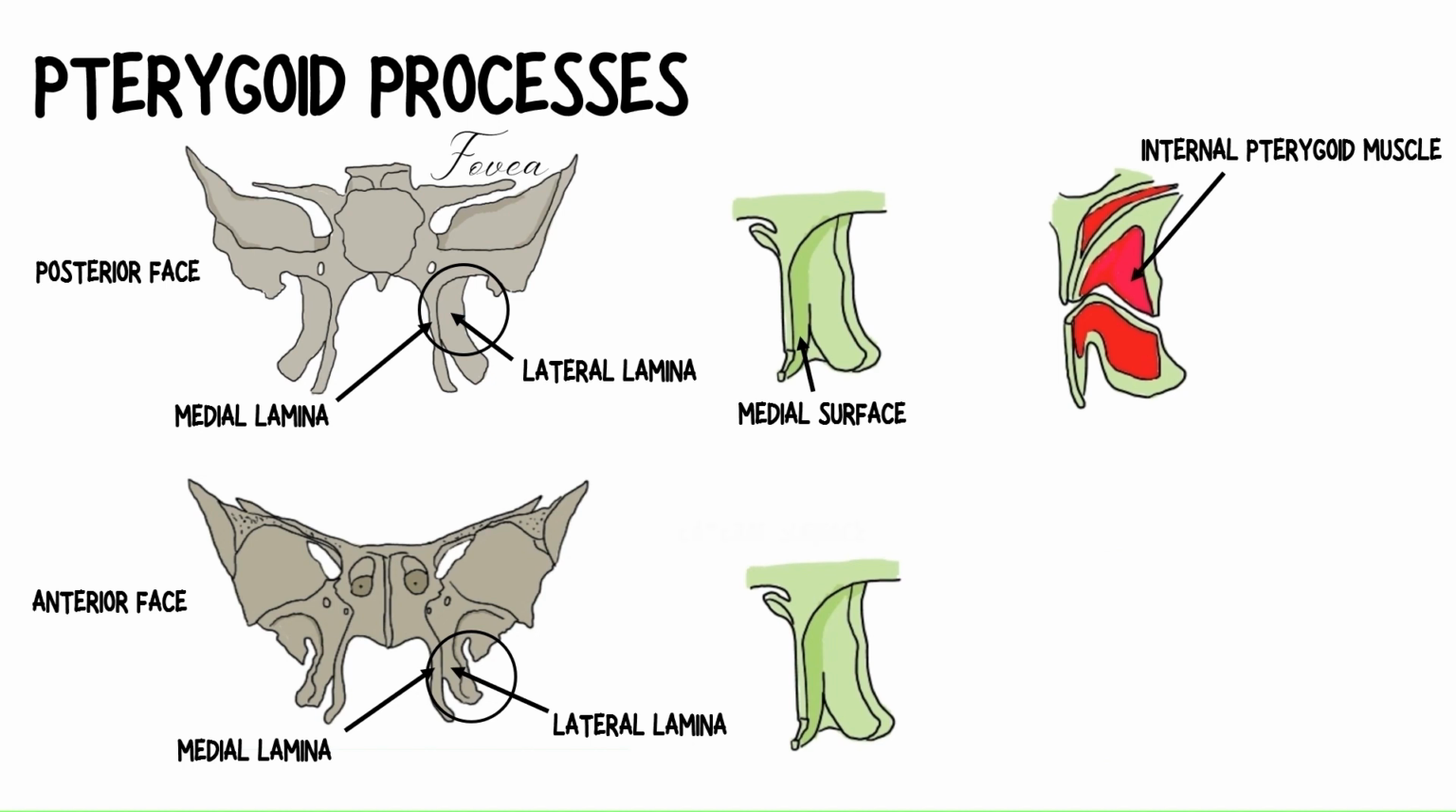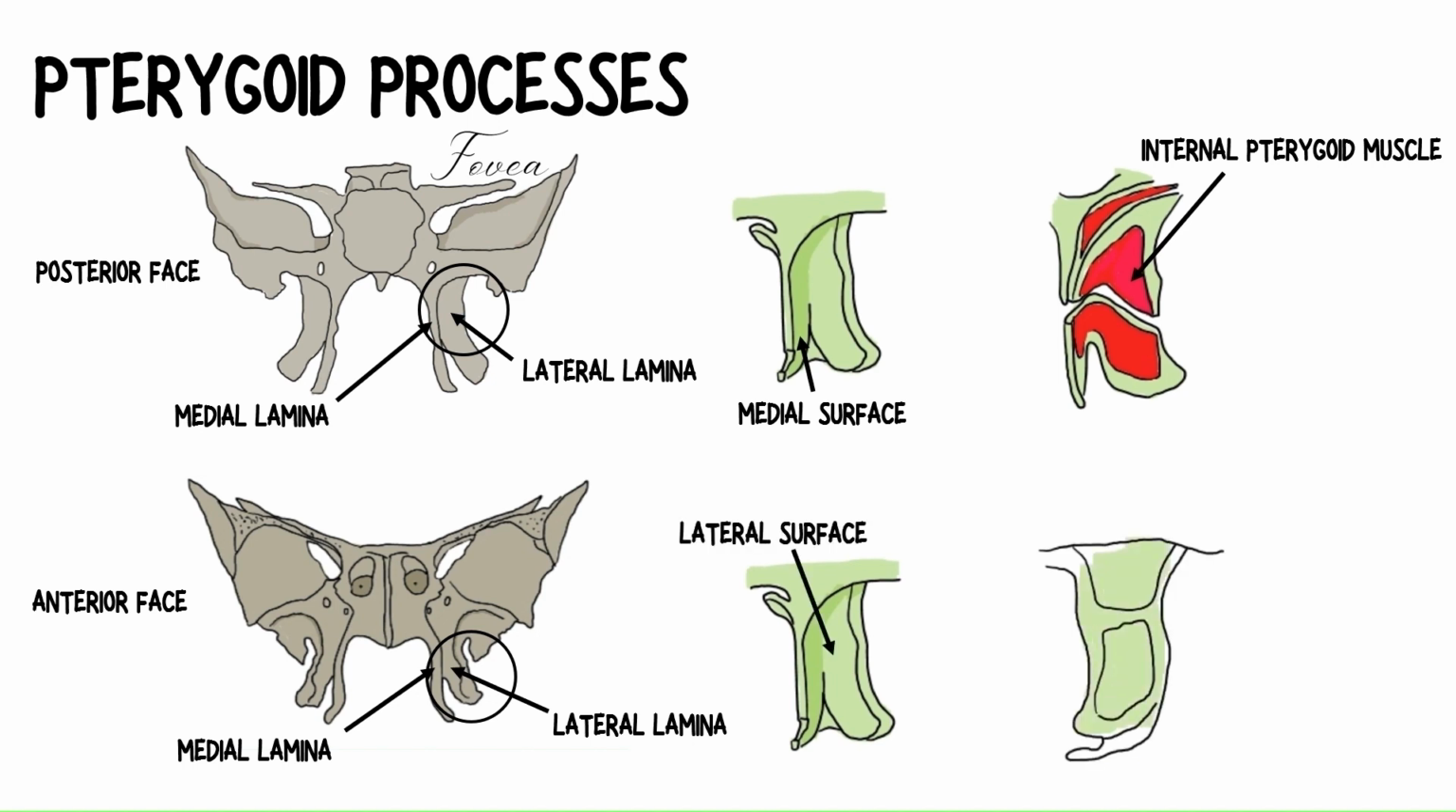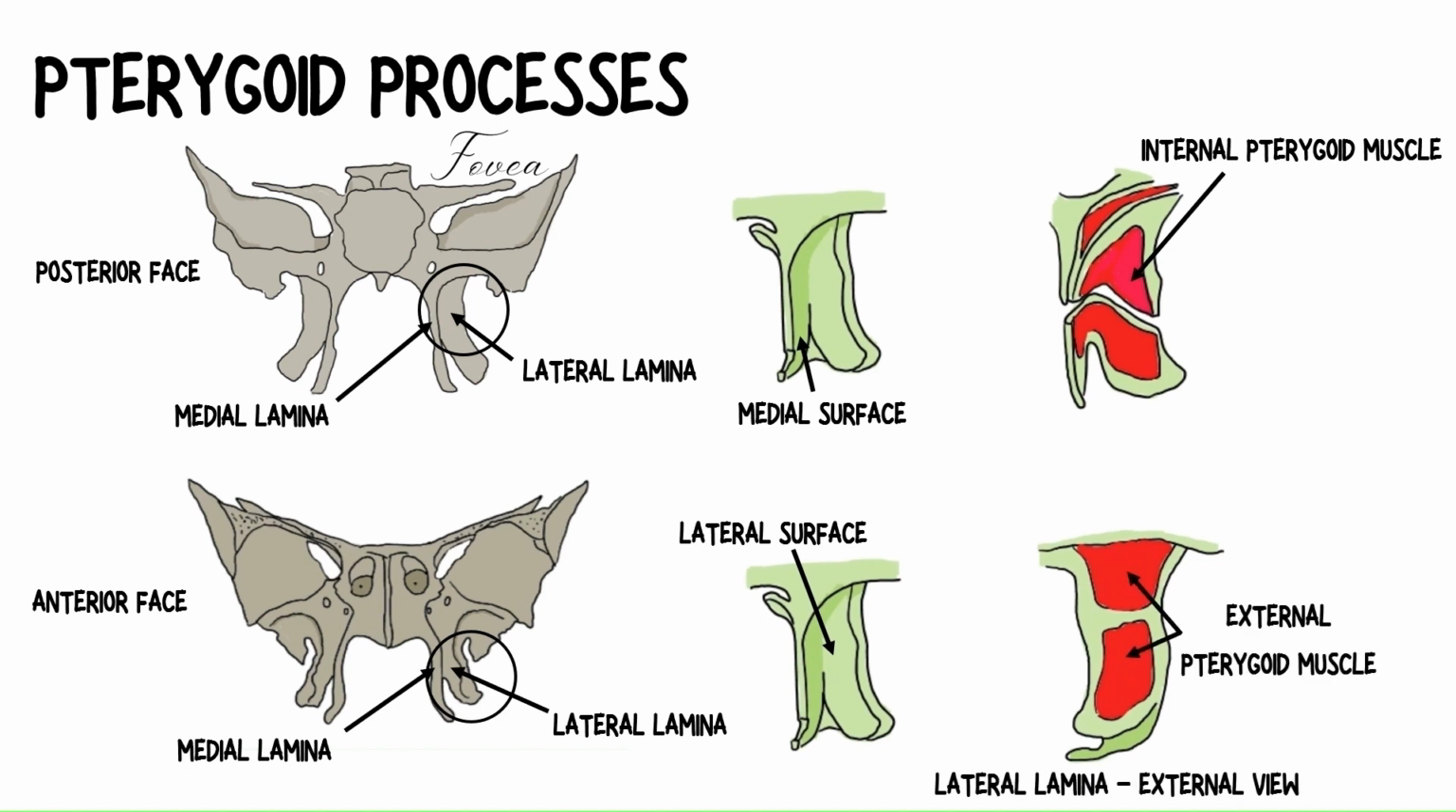The lateral surface of the lateral pterygoid plate of the pterygoid apophysis presents the origin of the external pterygoid muscle, a mouth opening muscle. The lateral pterygoid is a 2-headed muscle that inserts the superior head in the articular disc of the temporomandibular joint and the inferior head in the condyloid process of the mandible.